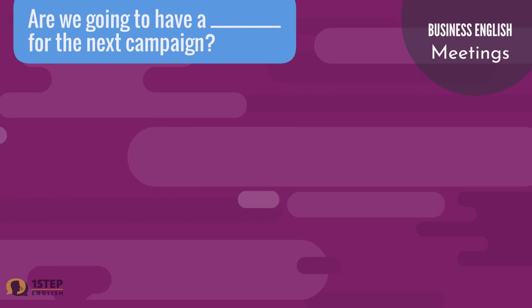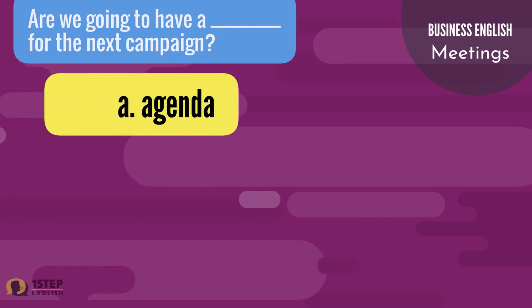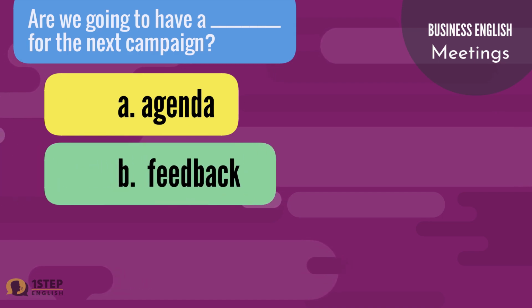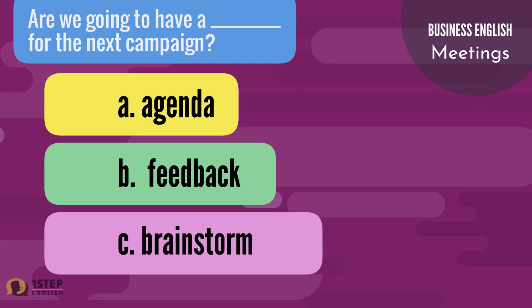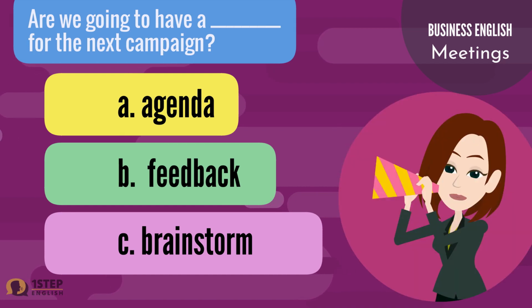Are we going to have a for the next campaign? Letter A. Agenda. Letter B. Feedback. Letter C. Brainstorm. The correct answer is letter C. Brainstorm. Are we going to have a brainstorm for the next campaign?